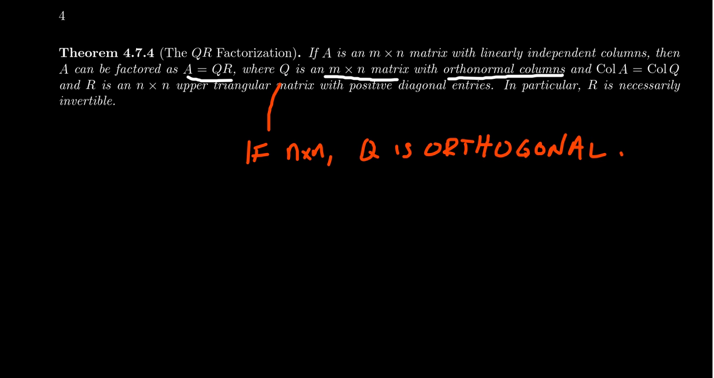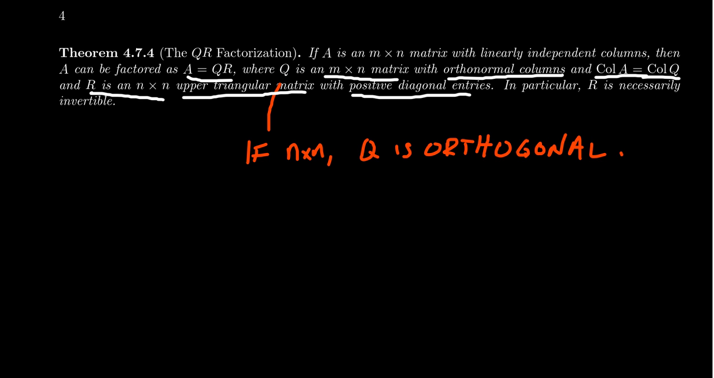So Q will have orthonormal columns, and the column space of A will be identical to the column space of Q. So we're not changing the span of the column vectors here. That's Q. R, on the other hand, is going to be N by N, so it will be square. It'll be an upper triangular matrix, and all of the diagonal entries will be positive. In particular, if you have a triangular matrix whose diagonals are non-zero, that means it'll be an invertible matrix, so R will have an inverse to it.